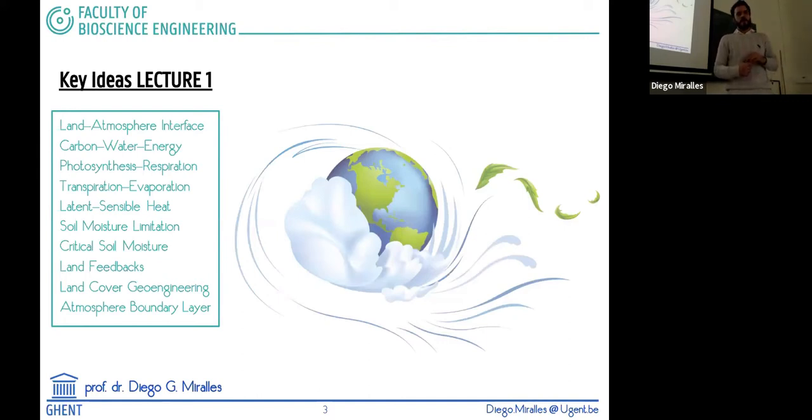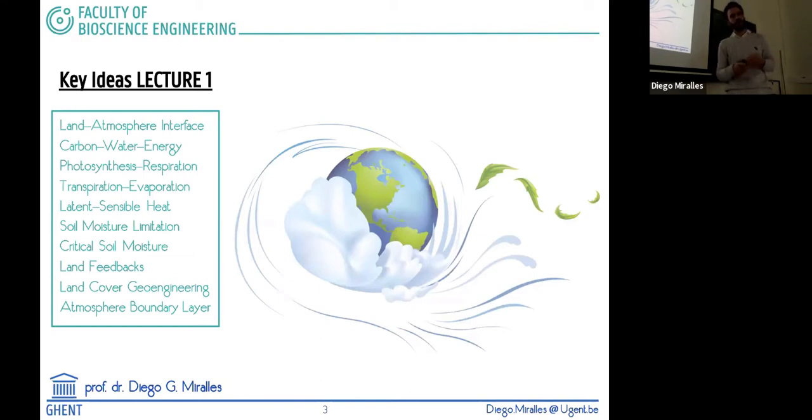Okay. So we talked about land feedbacks, specifically about soil moisture feedbacks and vegetation feedbacks. We talked about the fact that vegetation may cool down temperatures, sometimes warm up temperatures. We talked about the fact that if you have little soil moisture, it's likely that it gets warmer because you have more sensible heat flux, and so on. Those we will see later in the last few lectures of this course.